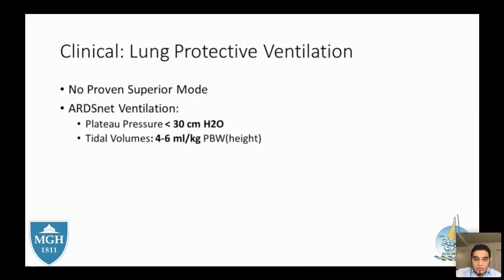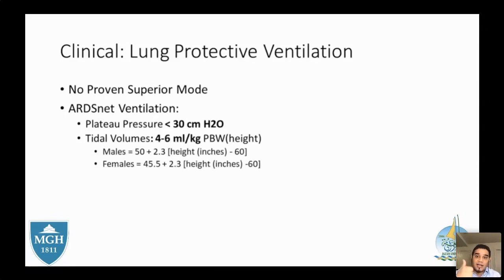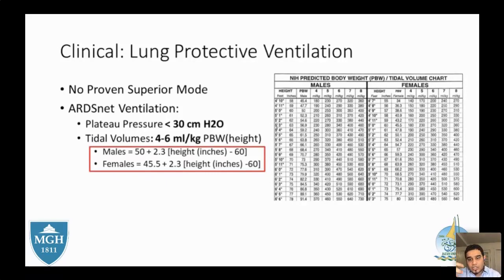What the predicted body weight depends on is height and gender. There are already pre-calculated charts where you can look at the height, see if the patient is male or female, and look up exactly what the measures need to be. You should write it down in the patient chart: for my patient, 4 ml per kilogram predicted body weight is this number, 5 is this, 6 is this. So you can give your team a parameter to stay in between to achieve this kind of protection.